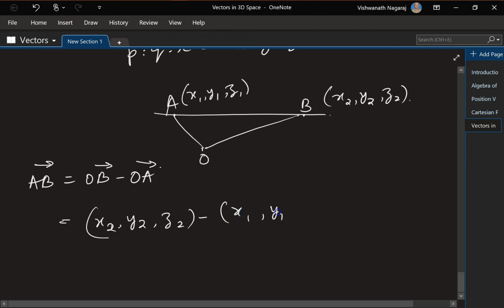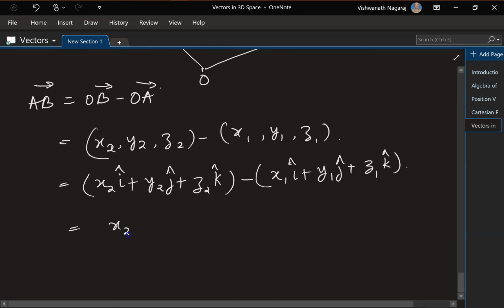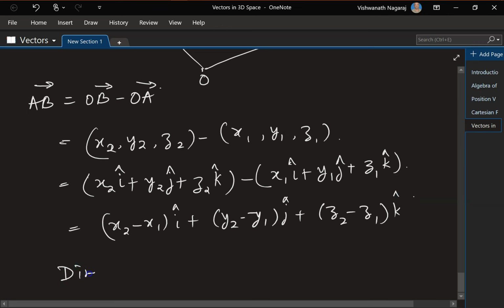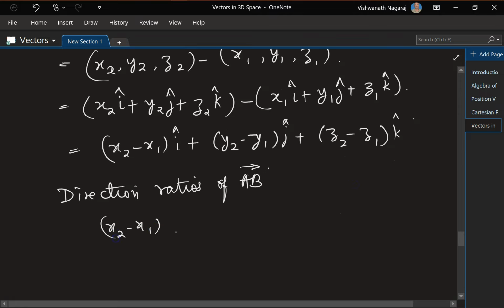x2i plus y2j plus z2k minus x1i plus y1j plus z1k, or in other words, x2 minus x1 i plus y2 minus y1 j plus z2 minus z1 k. So direction ratios of AB would be x2 minus x1, y2 minus y1, and z2 minus z1.